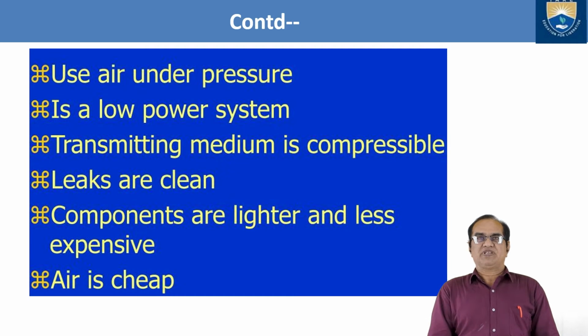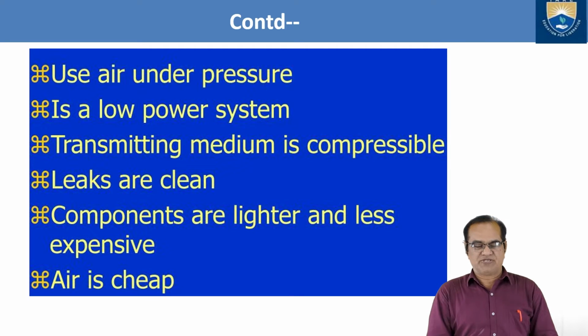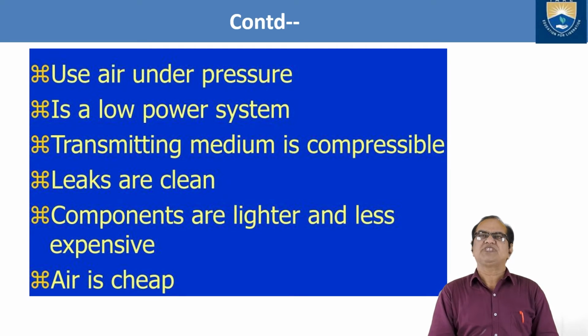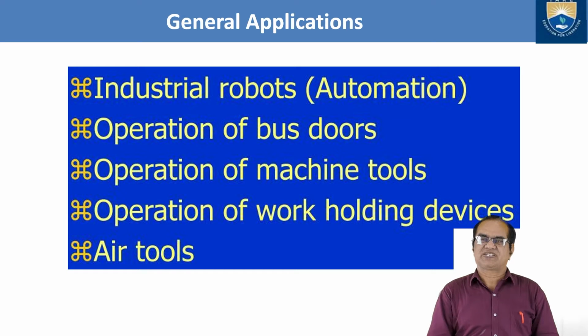Air under pressure is a low power system. The transmitting medium is compressible. Leaks are clean. Components are lighter and less expensive. Air is cheap. So these are the few advantages which we have discussed.